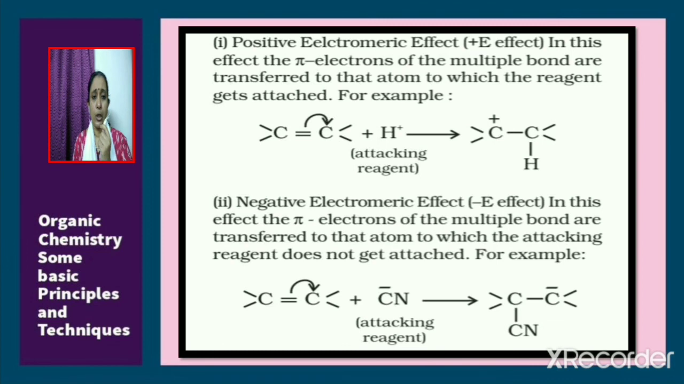Next, consider negative electromeric effect, minus E effect. In this effect, the pi electrons of the multiple bond are transferred to that atom to which the attacking reagent does not get attached. For example, again consider the carbon-carbon double bond which is present in alkenes. Now here in the presence of the attacking reagent, that is CN minus, we find that pi electrons get shifted to one carbon atom and the attacking reagent gets attached to the other carbon atom. So this is known as negative electromeric effect. Here the pi electrons are transferred to that atom to which the attacking reagent does not get attached.